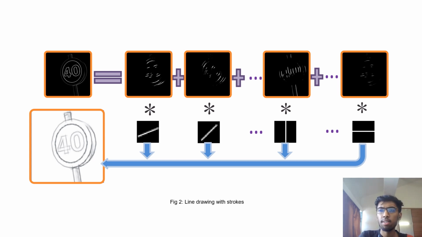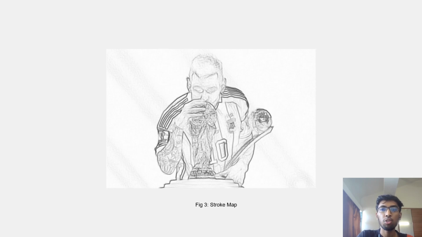So let's see this on our messy image. This is the line drawing of the messy image. It's also called a stroke map because we have some dense strokes, we have some lighter strokes, and all of this performed, we get this result as the line drawing.